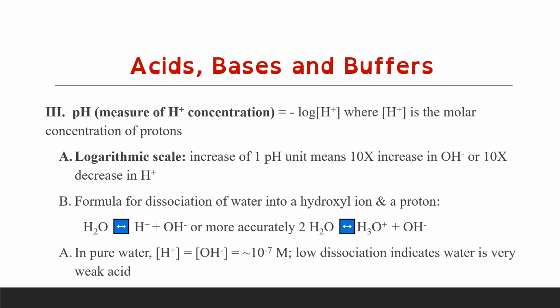In pure water, the concentration of both hydrogen and hydroxide is approximately 10 to the negative 7 moles. Pure water thus has a pH of 7, and since we view water as being the standard solvent into which other molecules are dissolved, it is common to refer to pH 7 as neutral. So low dissociation indicates water is very weakly acidic.